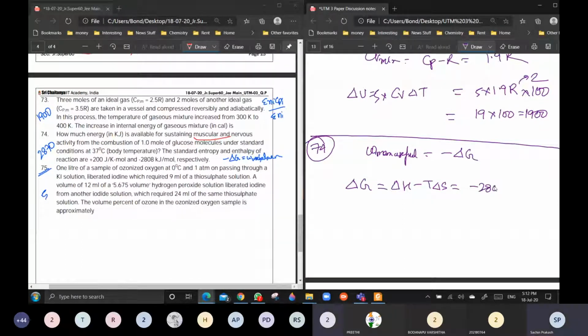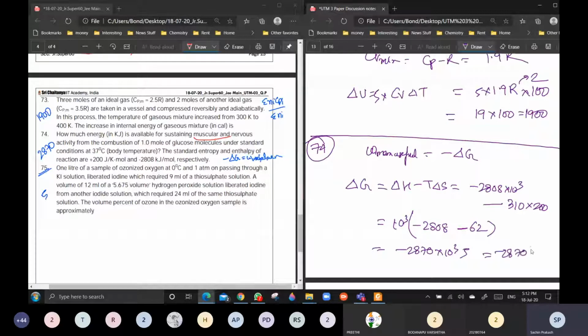What is delta H? Delta H is minus 2808 into 10 power 3, minus T is how much? T is 273 plus 37, 310, into how much is this? 200. So you see, if you are taking 10 power 3 out, it is minus 2808 and minus 62. It is minus 2870 into 10 power 3 joules, minus 2870 kilojoules. So W max useful will be minus of delta G, plus 2870 kilojoule per minute. Are you getting my point, everyone?